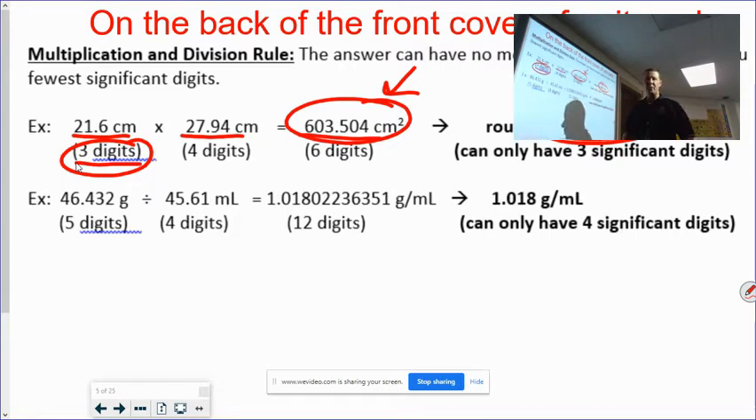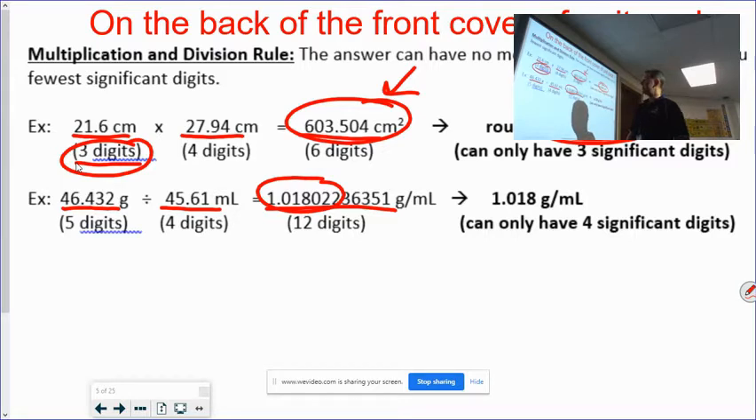Same rule. Your answer can have no more significant digits than your piece of data with the fewest significant digits. So this number has 5 digits in it, and this one has 4 digits. This is what our calculator spits out. We would not expect you to write down all of that. We would say, okay, we got 4 and 5. So let's maybe write down 6 digits or something like that on the paper for today's assignment.